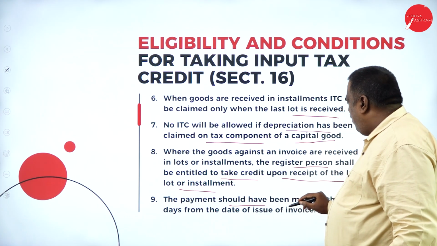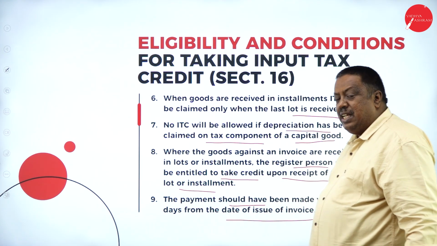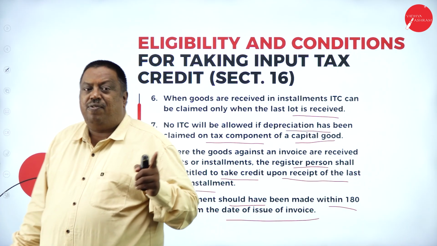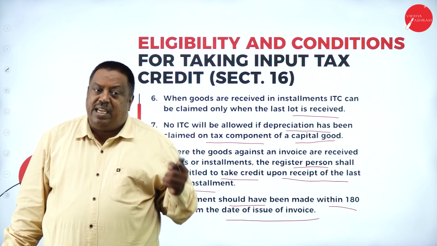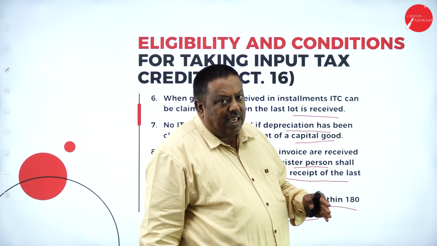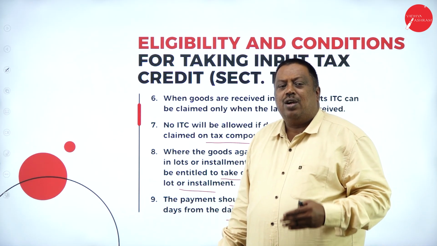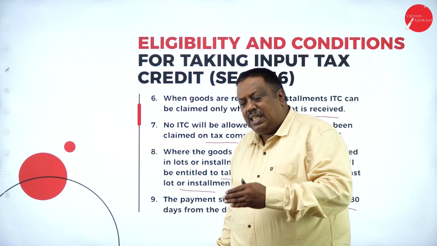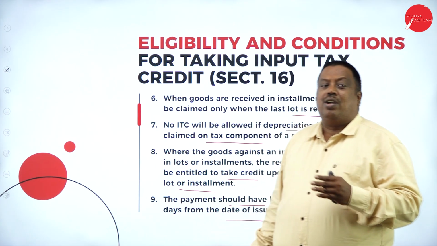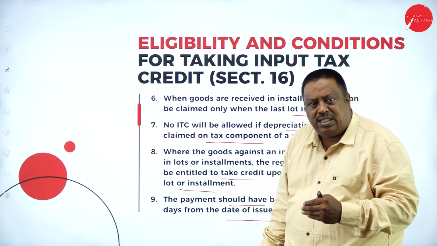The payment should have been made within 180 days from the date of issue of invoice. If I have paid within 180 days, that is 6 months, from the date of issue of invoice, then I am eligible to claim ITC. If I paid after 6 months, there is no concept of getting the benefit of ITC, whether you are a registered person or not. If you have paid tax or not, you have already exceeded the number of days as per the GST Act.